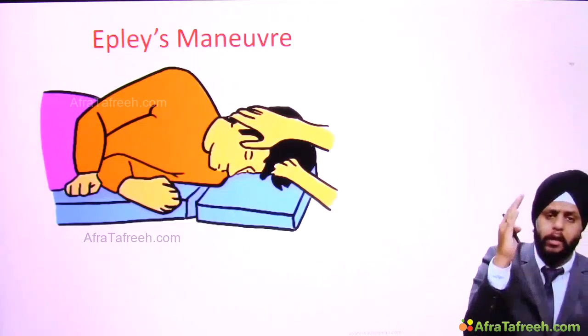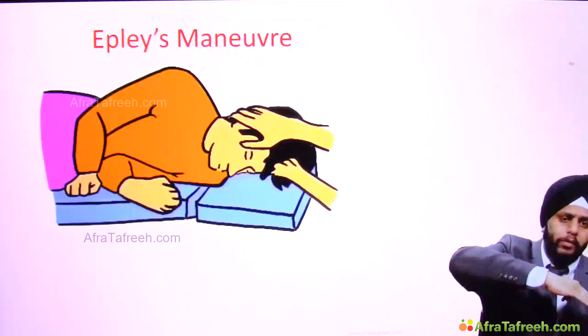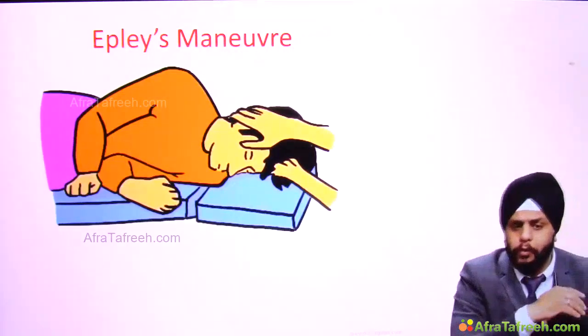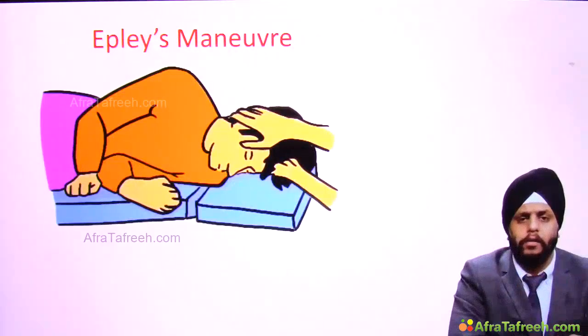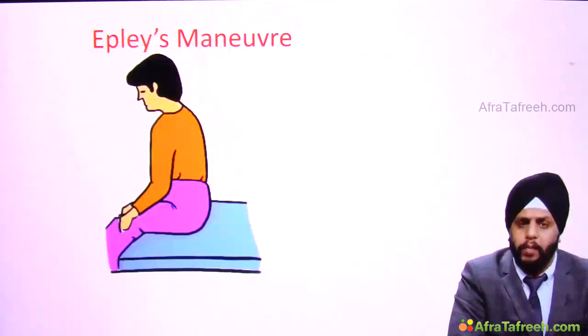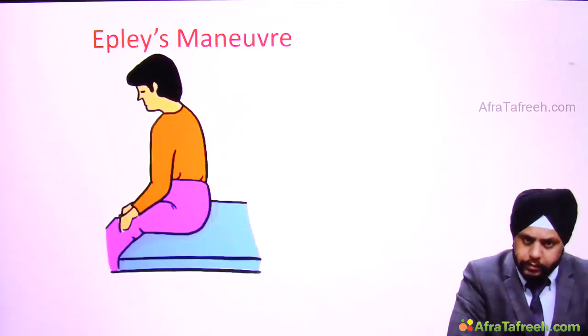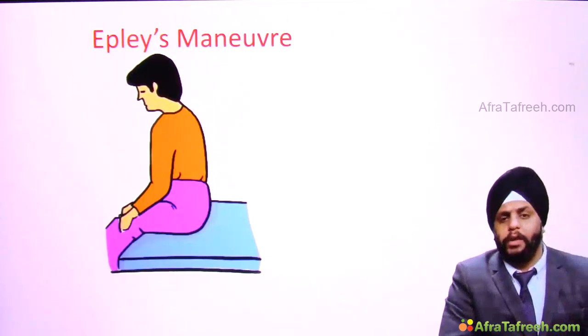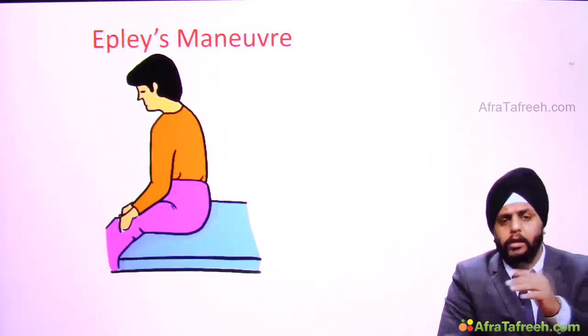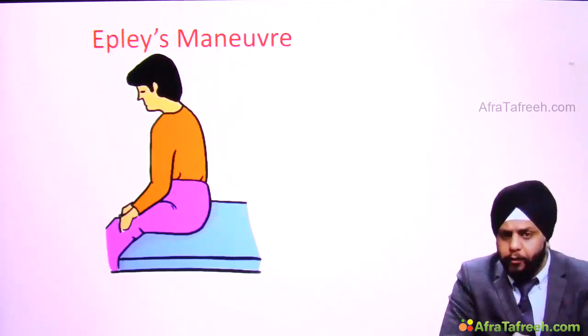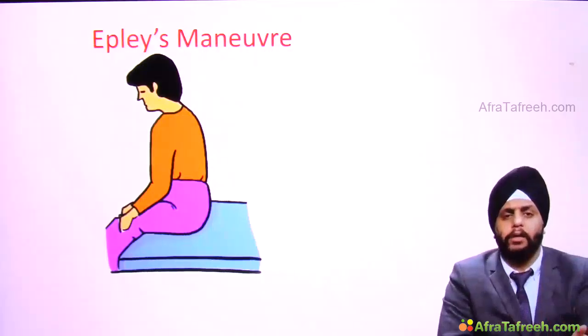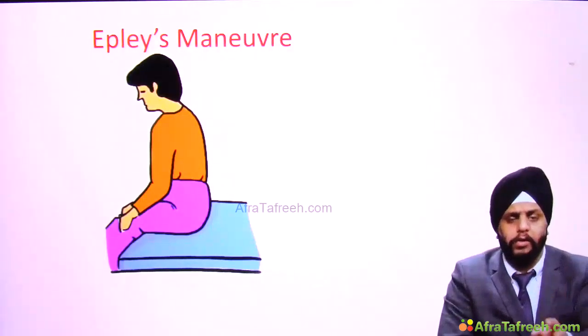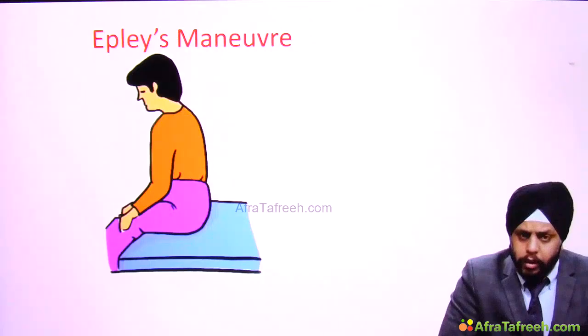The patient's head and the body both are turned. The patient is looking at the left lower corner of the room. And then finally, you bring the patient back to the sitting position. So this is the Epley maneuver. Now you see the patient sat on one side of the bed, and the patient will get up from the other side of the bed. So this is your Epley maneuver.